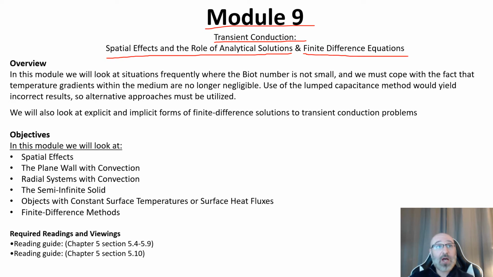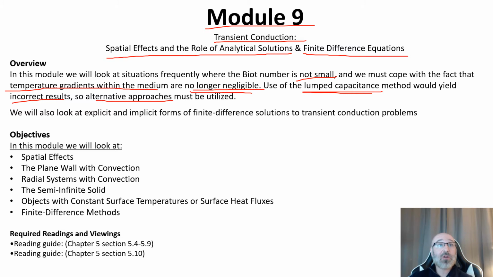Within this whole module, we're going to look at situations frequently where the Biot number is not small. That means we're going to have to deal with the fact that temperature gradients within a medium are no longer negligible, so we can't make this assumption anymore. The use of the lumped capacitance method would yield incorrect results. Everything we looked at in the previous modules using lumped capacitance won't work for this situation, so we're going to need to take a look at some alternative approaches.